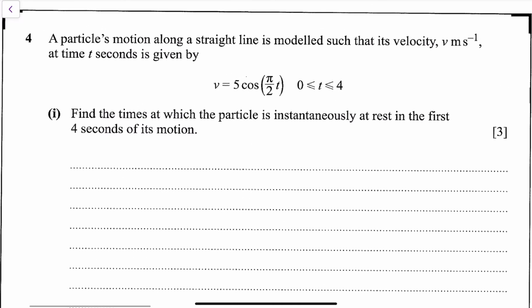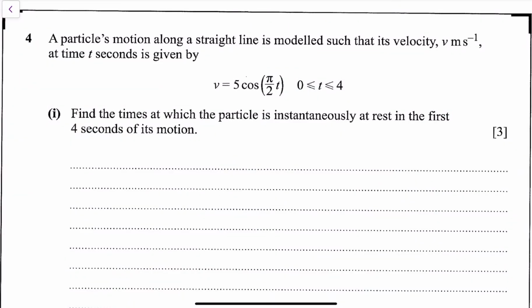It says a particle's motion along a straight line is modelled such that velocity v at time t is given by v equals 5 cos(pi over 2 t). Find the times at which the particle is instantaneously at rest for the first time.